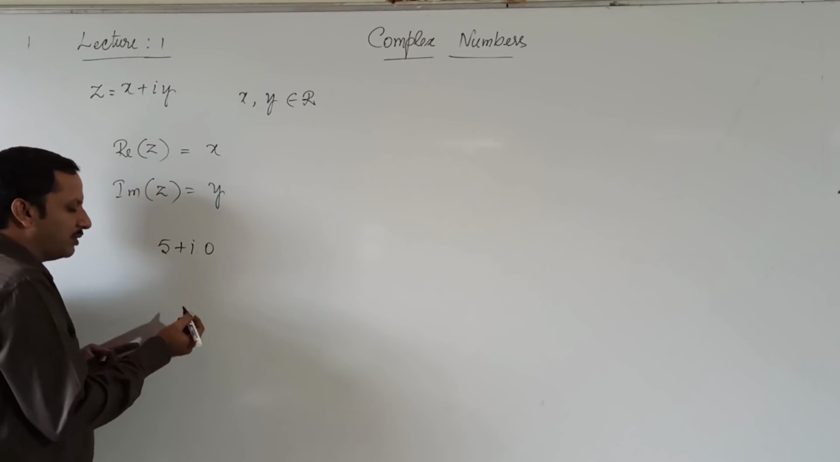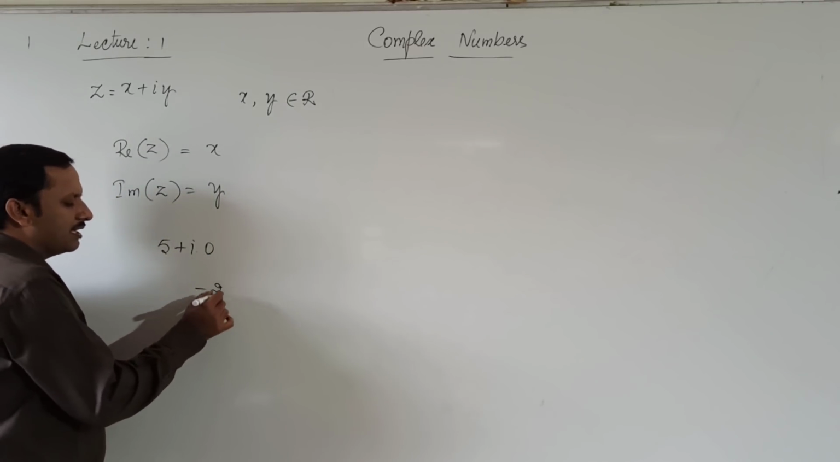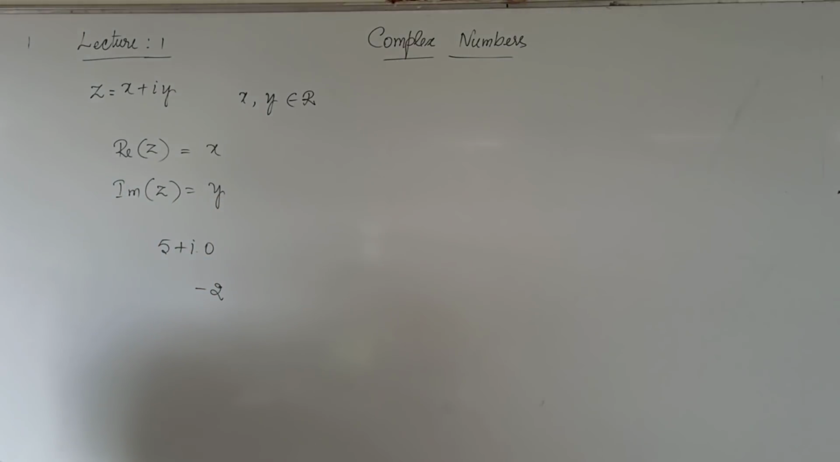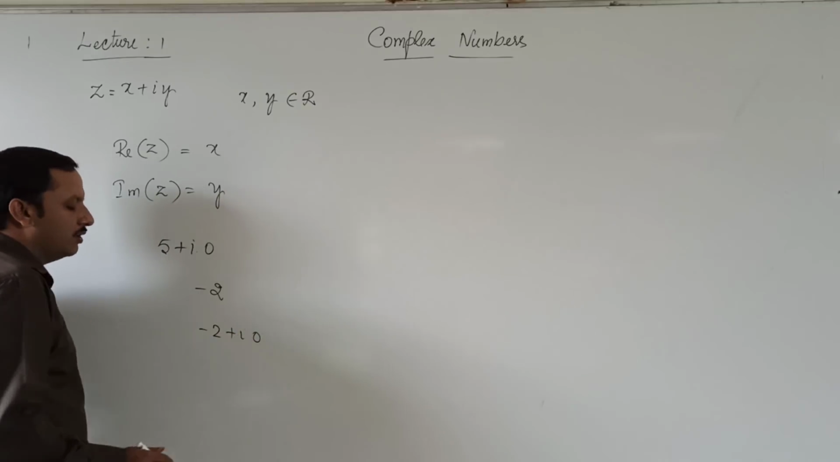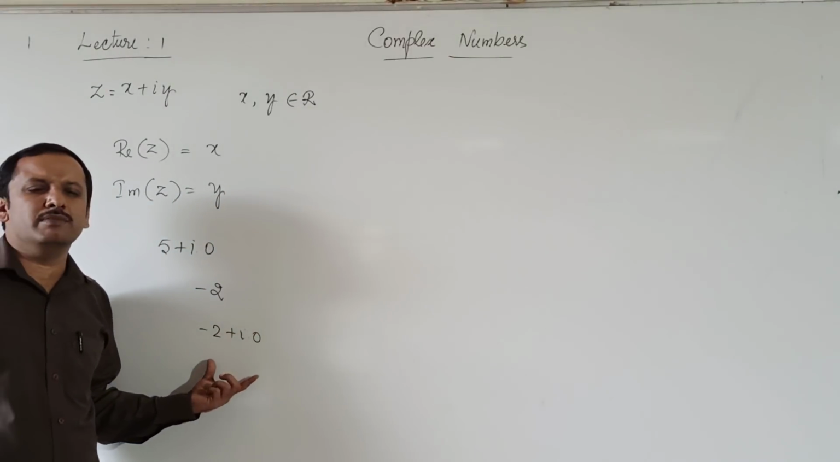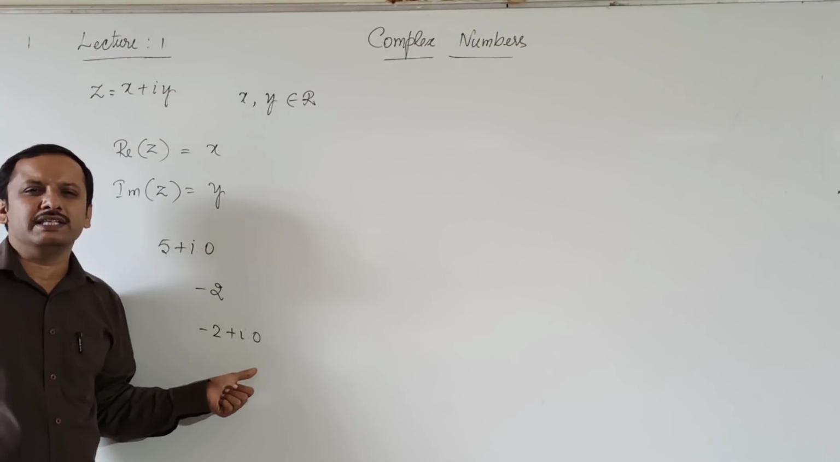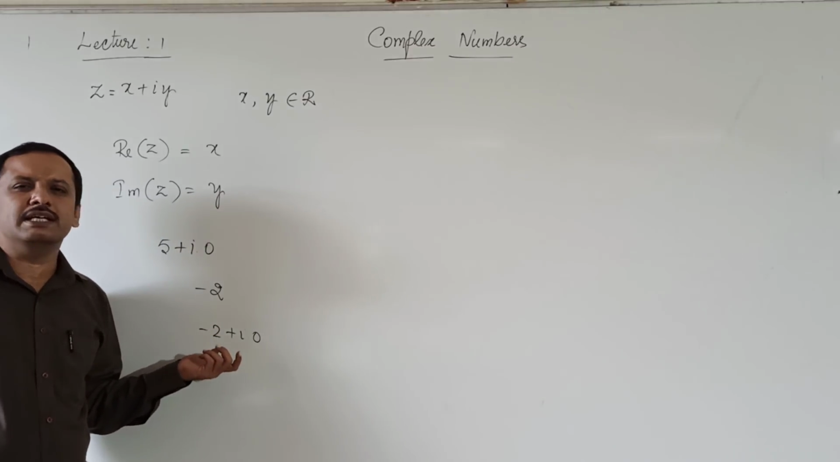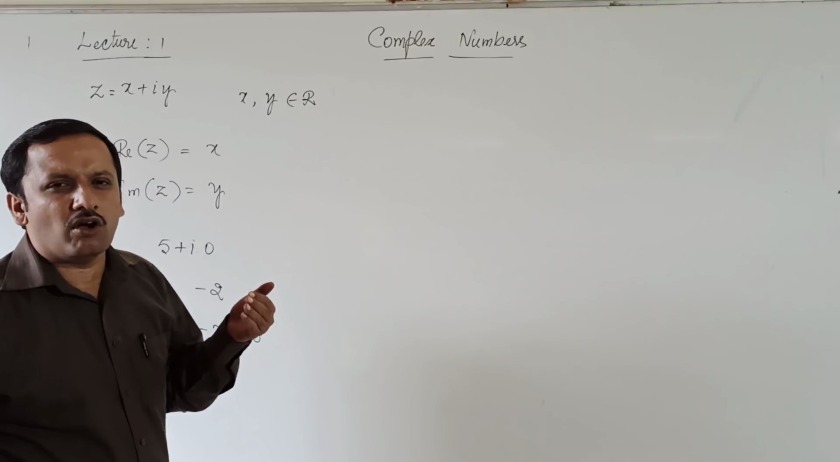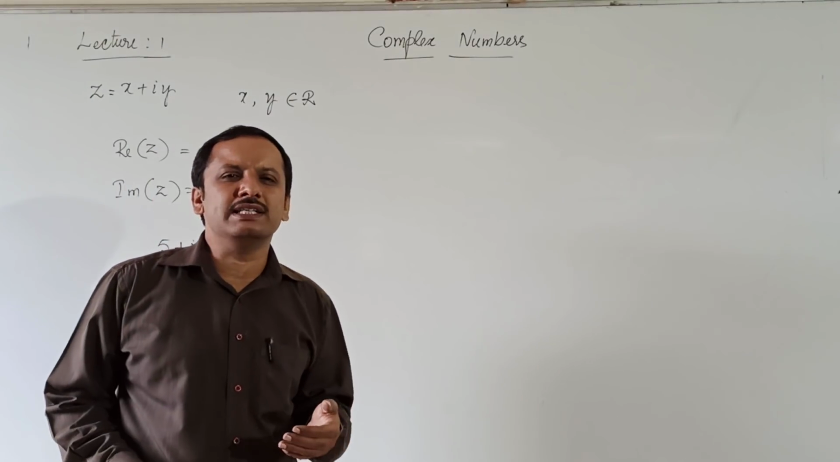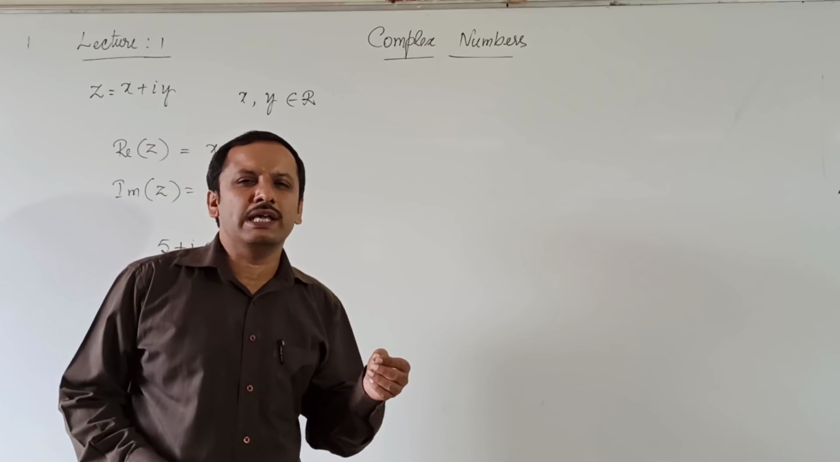It need not be positive only, it can be negative also. For example, if I take minus 2, I can write minus 2 as minus 2 plus i into 0. So this is also a complex number where the imaginary part is 0. So such a complex number is called purely real. Okay. I repeat, any complex number whose imaginary part is 0 is called purely real.